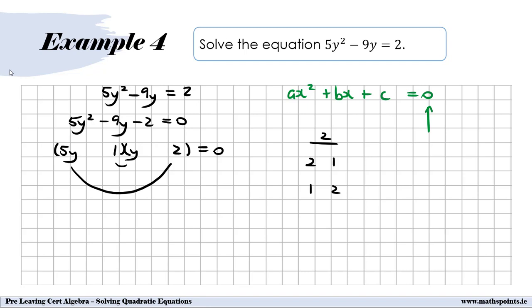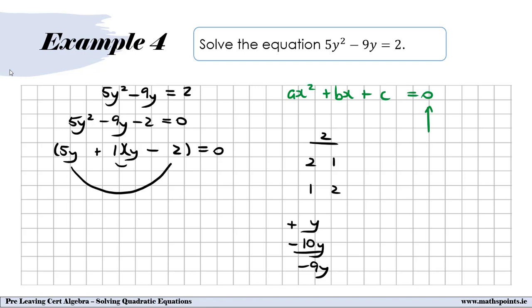To figure out the signs, we have the inner 2 multiplied to give me 1y, and the outer 2 multiplied to give me 10y, and I need to try and combine those to give minus 9y, the middle term of the equation. So if I have a minus 10 plus a 1y, then I'll get my minus 9y. So the outer are going to have the minus to give me the minus 10, and the inner are going to have the plus 1y.